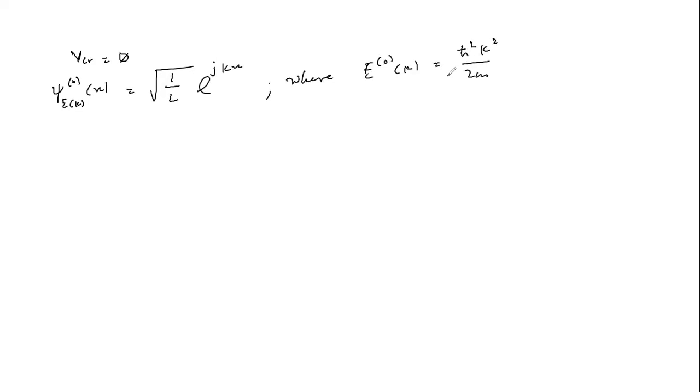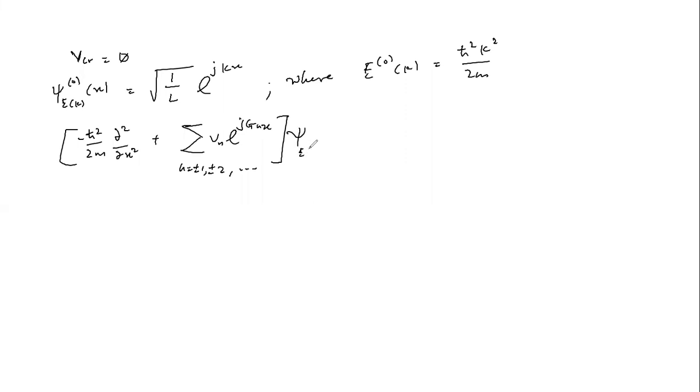And by introducing the periodic potential as a perturbation, the corresponding eigenfunction and eigenvalues of the Schrodinger equation will now become: the operator −ħ²/2m d²/dx² plus the Fourier coefficients V_n e^{jg_n x}, for n equal to plus or minus 1, plus or minus 2, all the way, acting on ψ_k(x), the same as the energy times ψ_k(x).